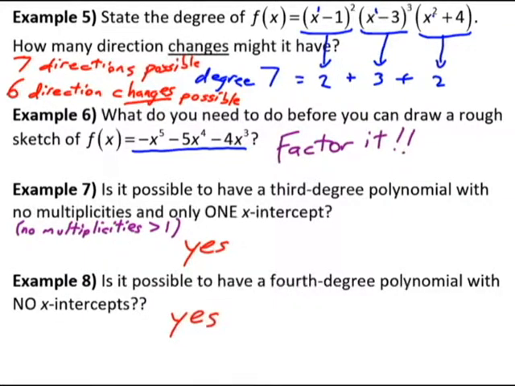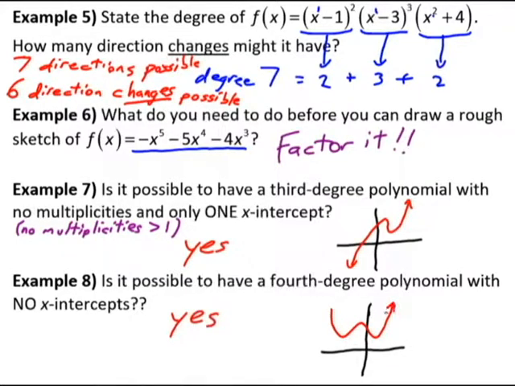A third-degree polynomial with no multiplicities can have 3 direction changes. And so, if we have a third-degree polynomial whose direction changes are above the x-axis, we only have one intercept. Similarly, a fourth-degree polynomial can go in 4 different directions, up, down, up, down. So, a fourth-degree polynomial could look like this. 1 direction, 2 directions, 3 directions, 4 directions.